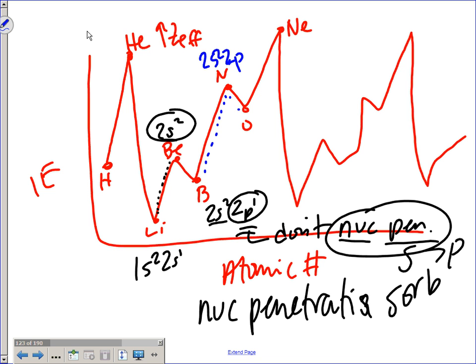Oh, I must have missed it. Oh yeah, carbon's right here. There you go, there's carbon. Sorry, it follows a trend. I was like, where did I go? So 2p3. All right, and then we have 2s2, 2p4.